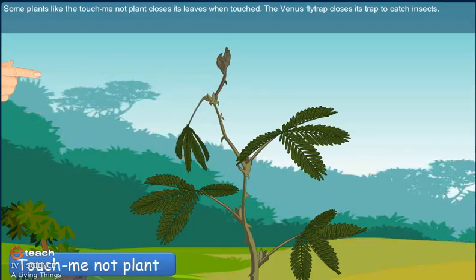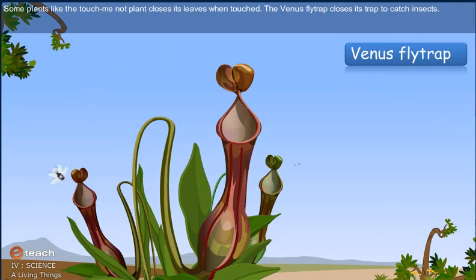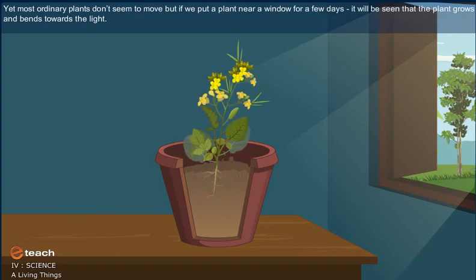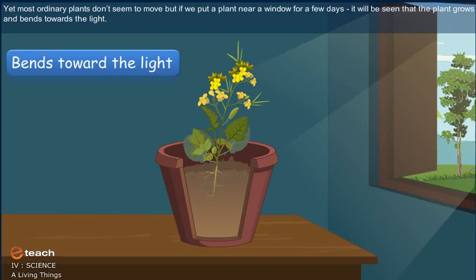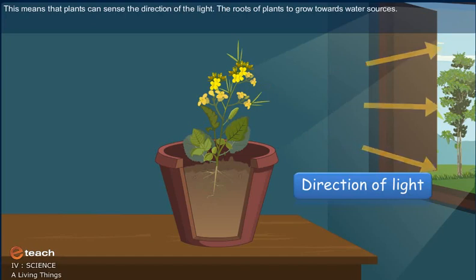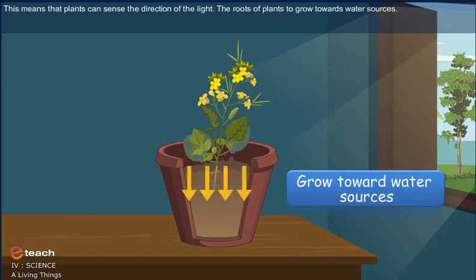Some plants, like the touch-me-not plant, close their leaves when touched. The Venus flytrap closes its trap to catch insects. Yet, most ordinary plants don't seem to move, but if we put a plant near a window for a few days, it will be seen that the plant grows and bends towards the light. This means that plants can sense the direction of the light. The roots of plants grow towards water sources.